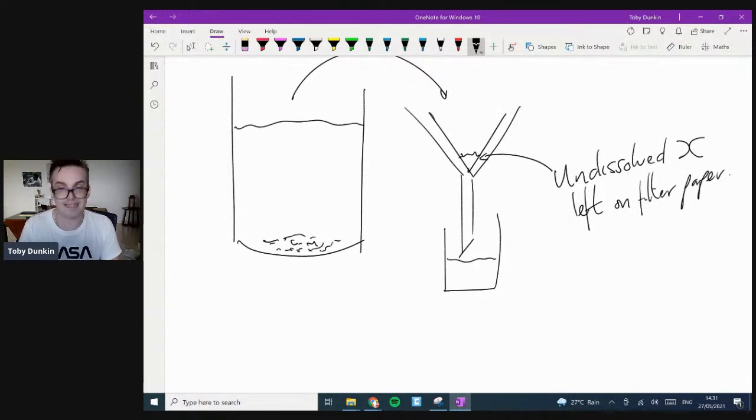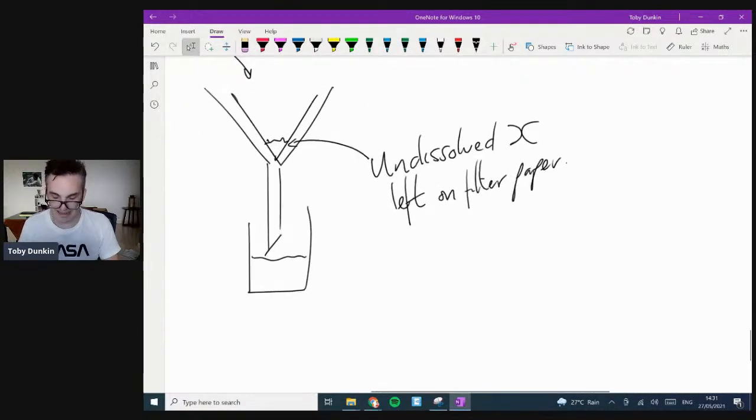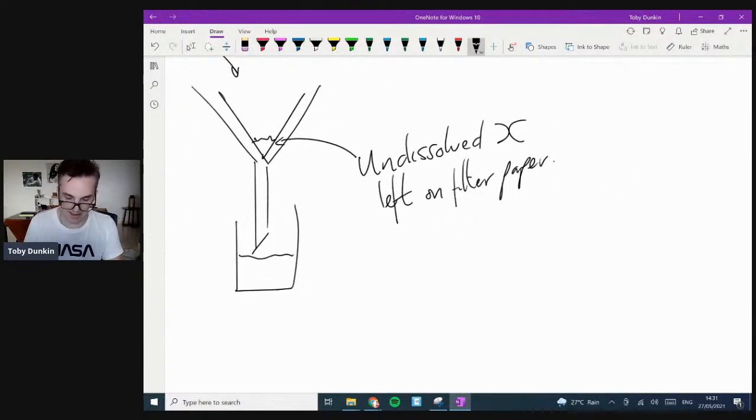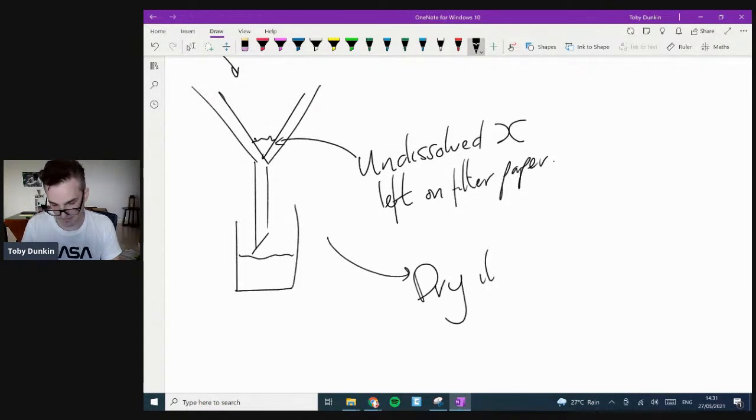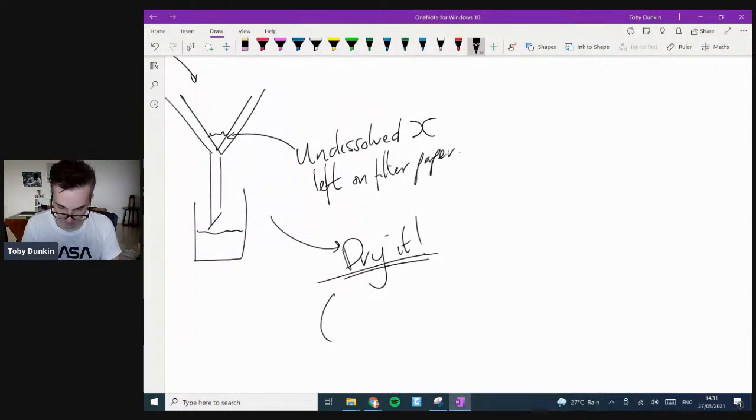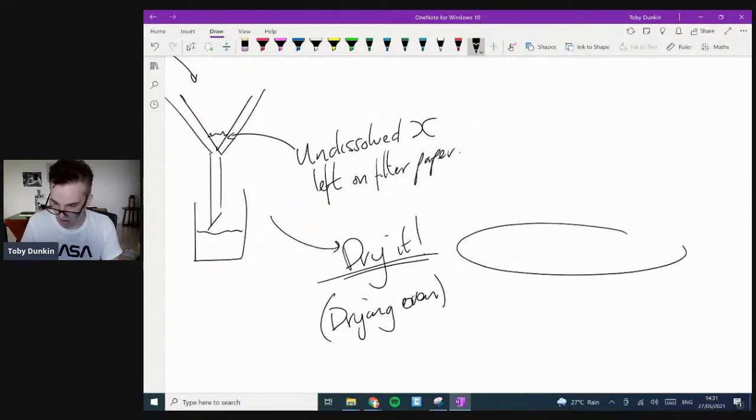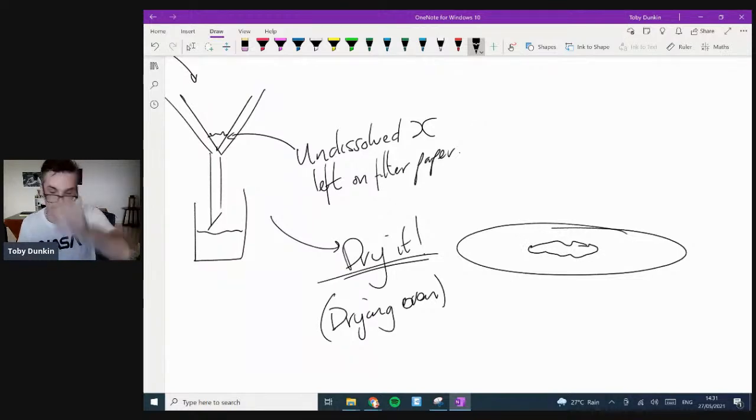Can I just point out I've made a mistake in my method? You'll see it in a second. Now what we're going to do is take that and dry it in a drying oven. Now what we have is our dry solid left behind.